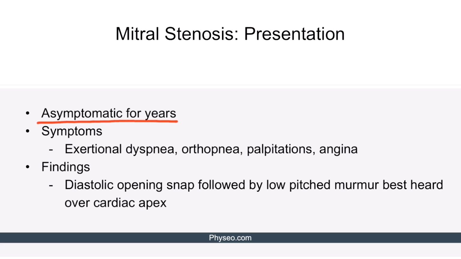The presentation of mitral stenosis is similar to that of other valvular pathologies, which includes a typically asymptomatic course for many years, followed by potential exertional dyspnea, orthopnea, palpitations, or angina. The physical exam findings may be used to narrow down your diagnosis. This includes the murmur heard in mitral valve stenosis, which is described as a diastolic opening snap sound, followed by a low-pitched murmur best heard over the cardiac apex.